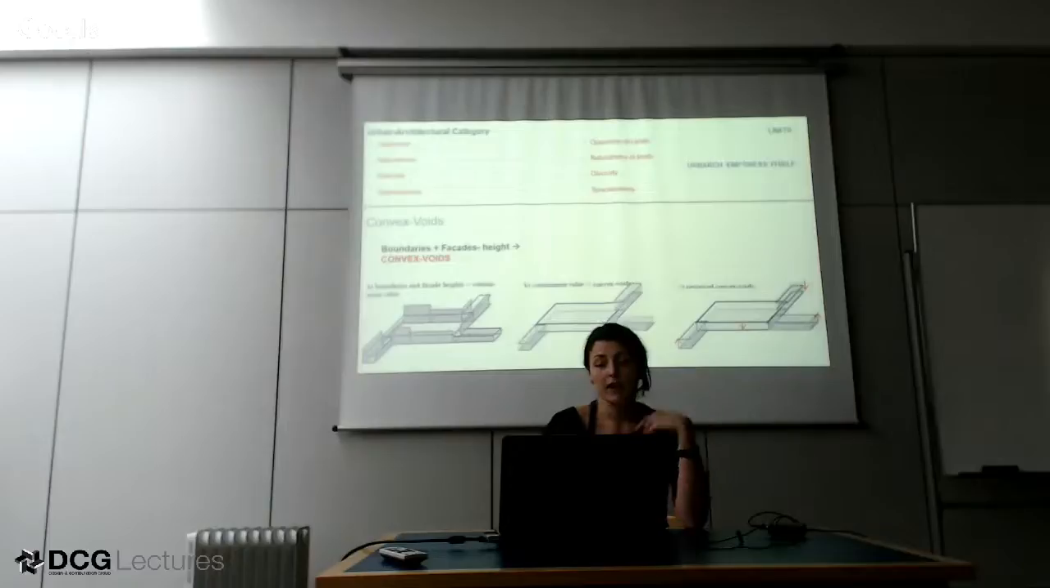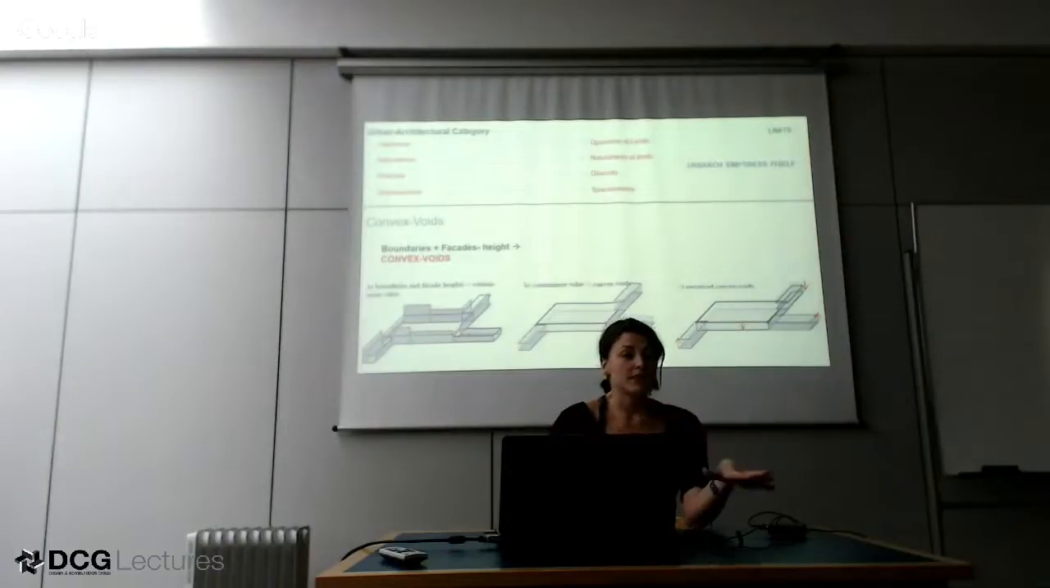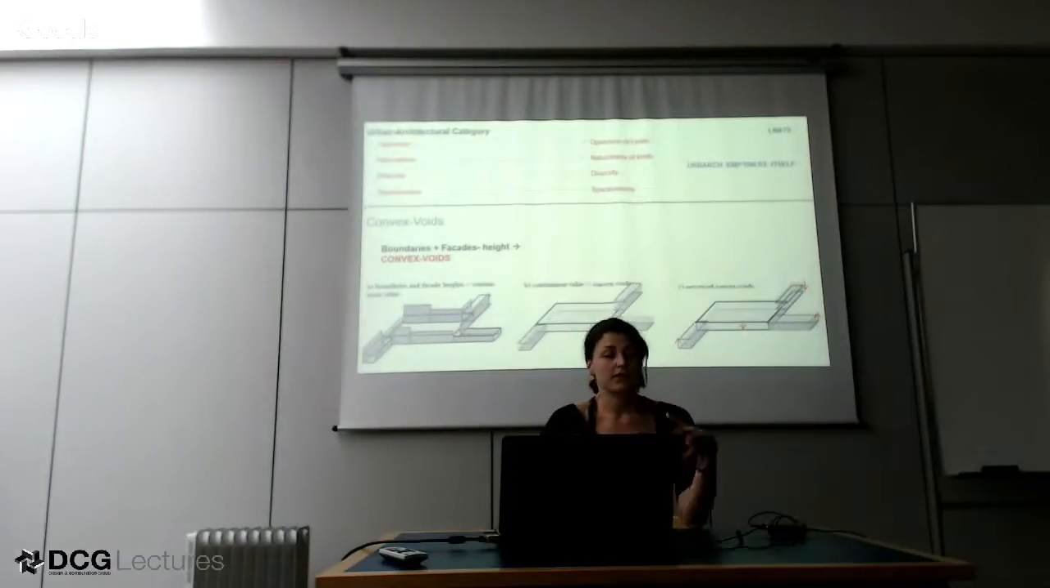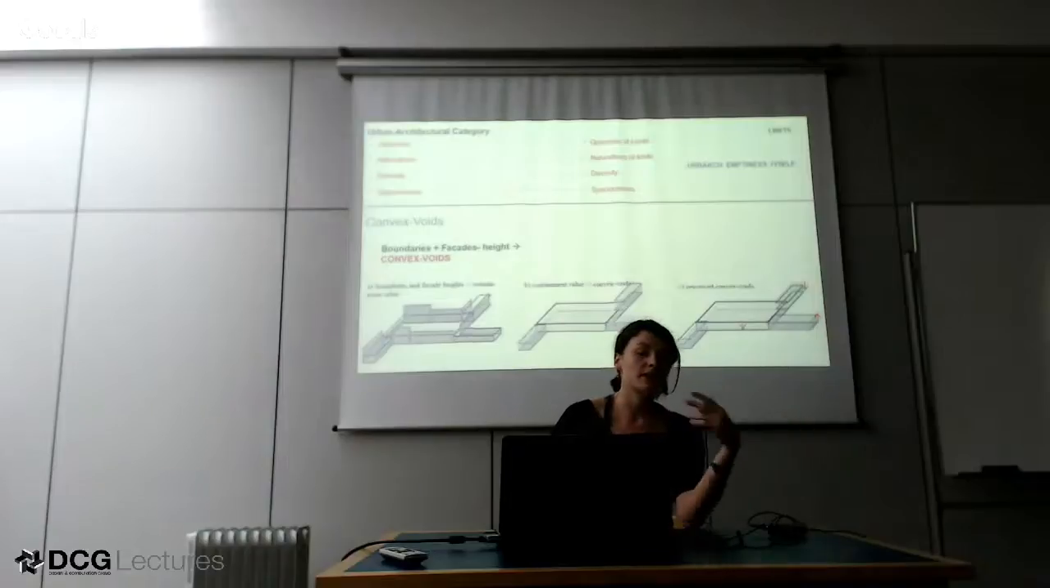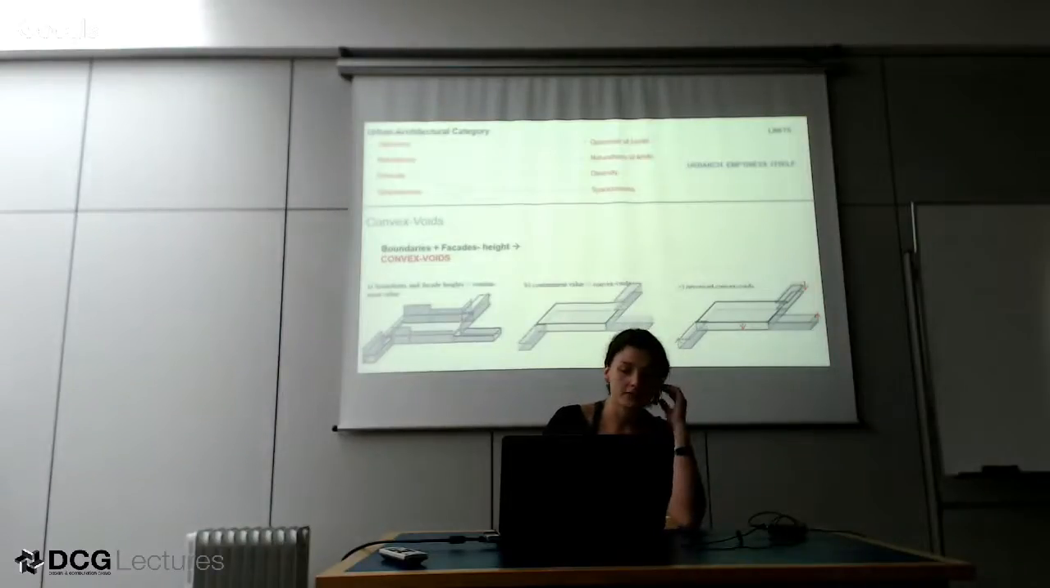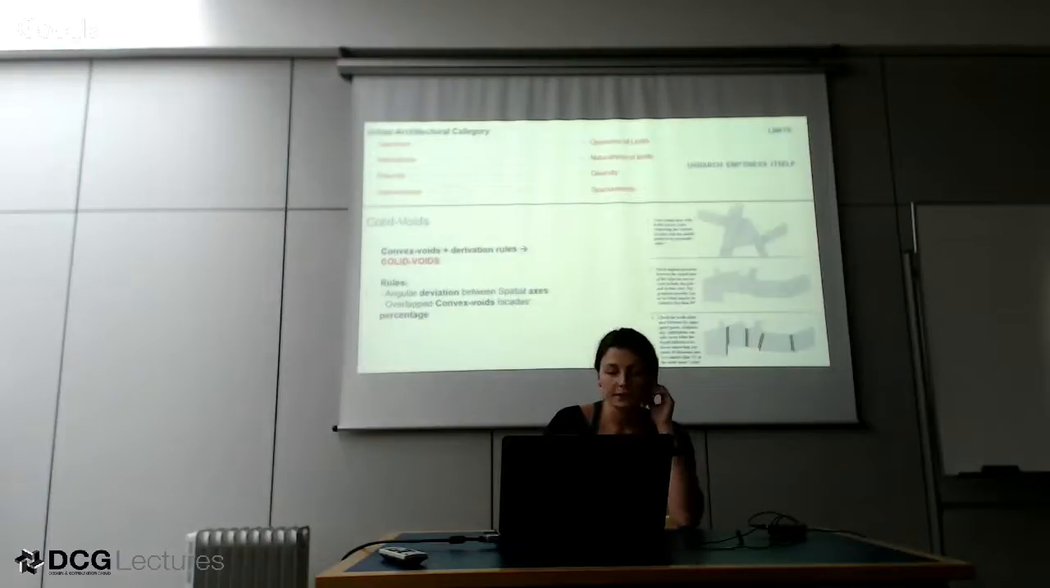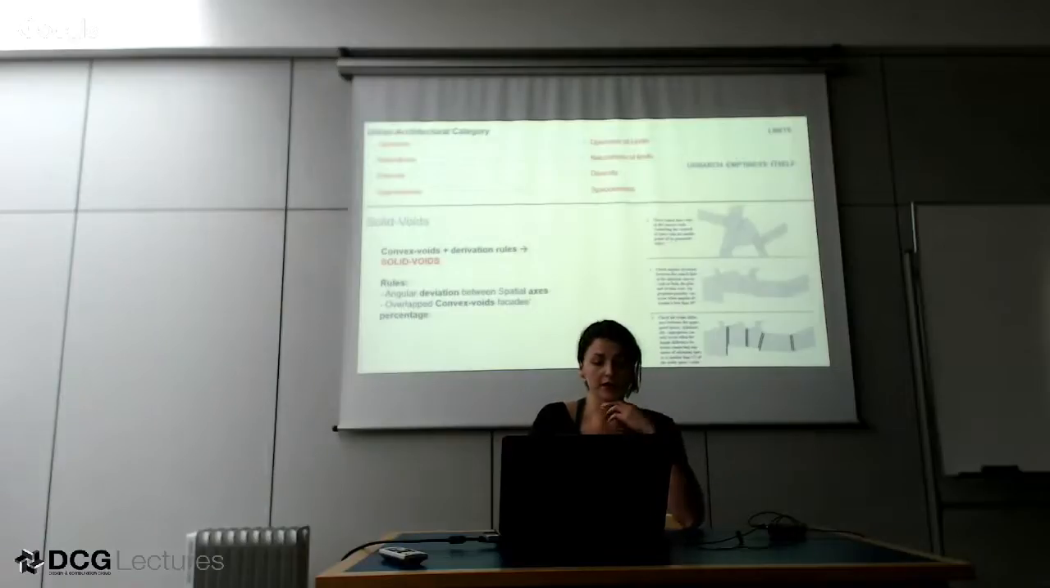So if human perception of space is abstracted, then maybe the model that tries to capture that perception can be abstracted also. Okay. Then we have some correction factors. Okay. This is the way we construct solid voids. Solid voids, or agglomeration of convex voids.